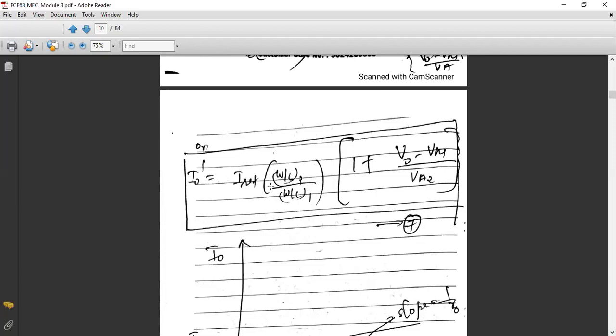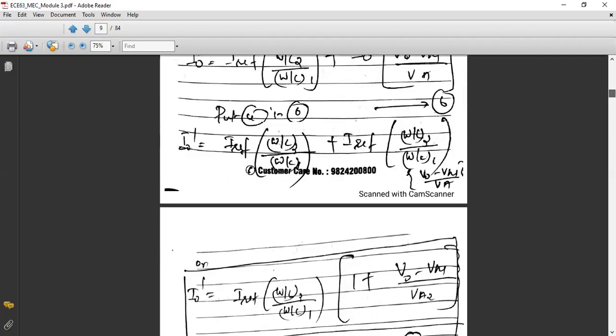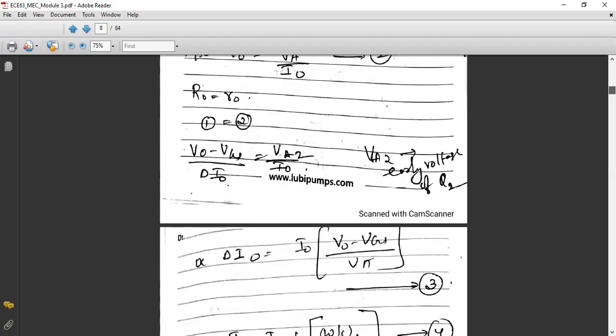Initially we had this term only, but now that I have written I0 dash, an additional term came into excess, that is in terms of V0. So the output voltage V0 is going to change our actual output current, and that change is nothing but delta I0. By taking that change into account, the final current can now be represented as I0 dash. So this is the derivation of the output current of a current mirror circuit based on output voltage.